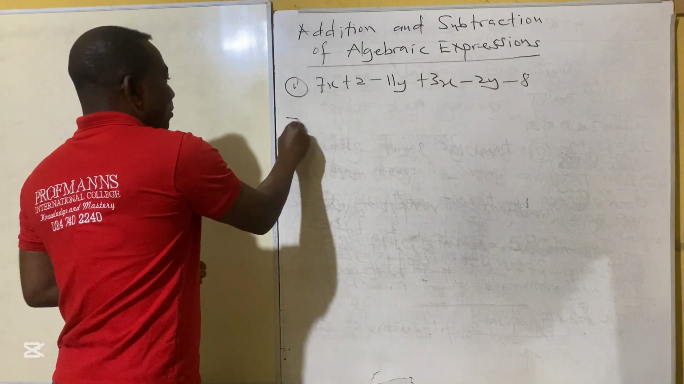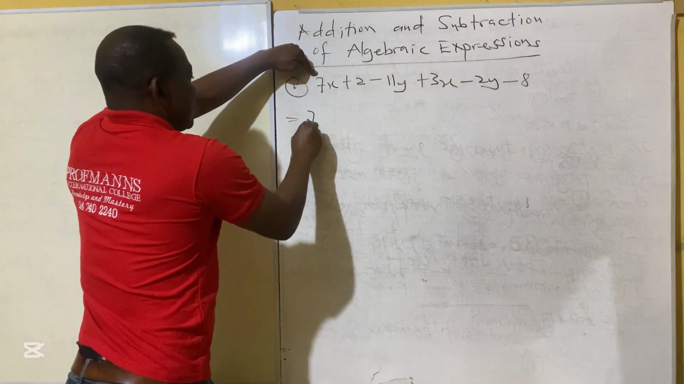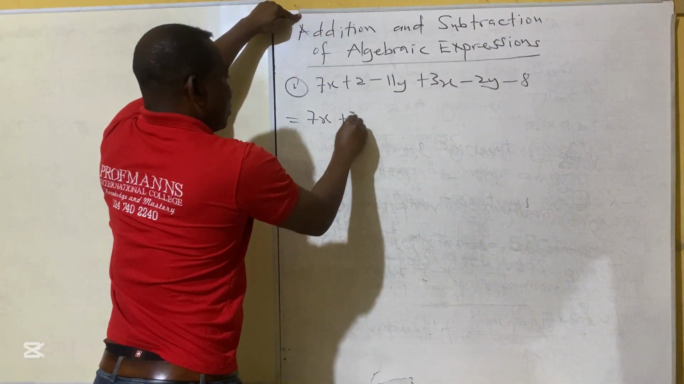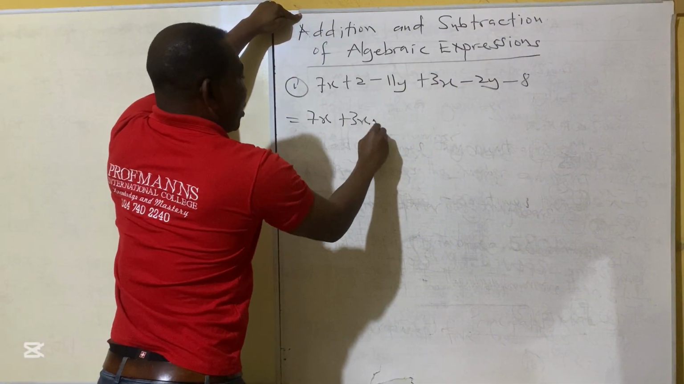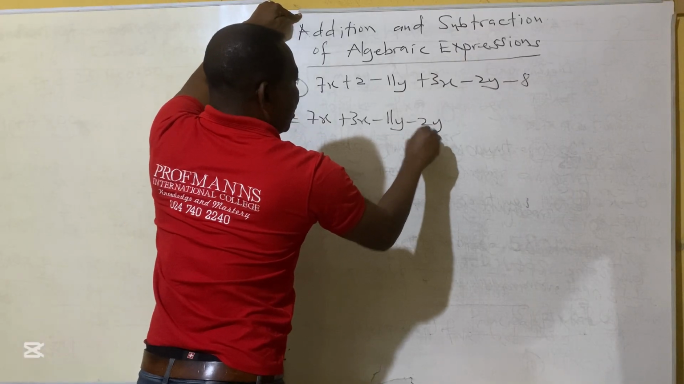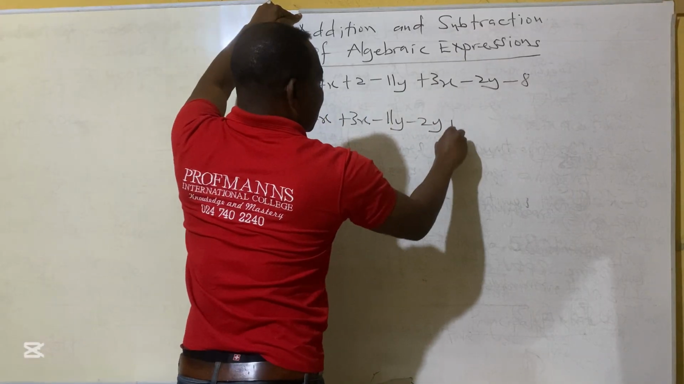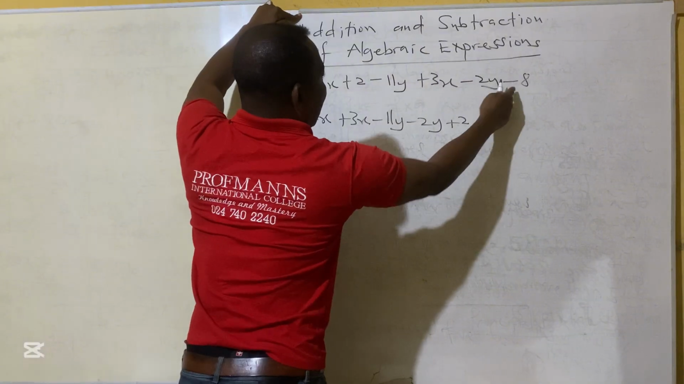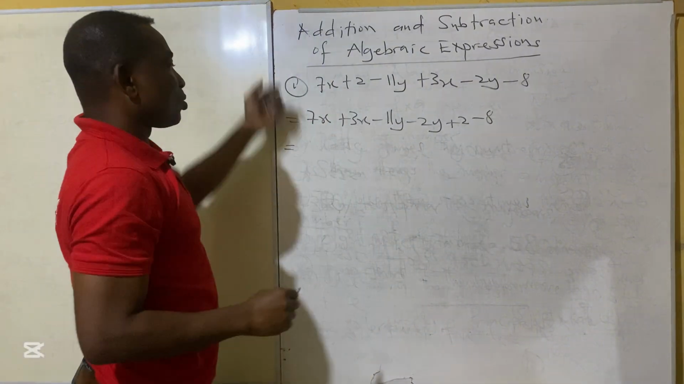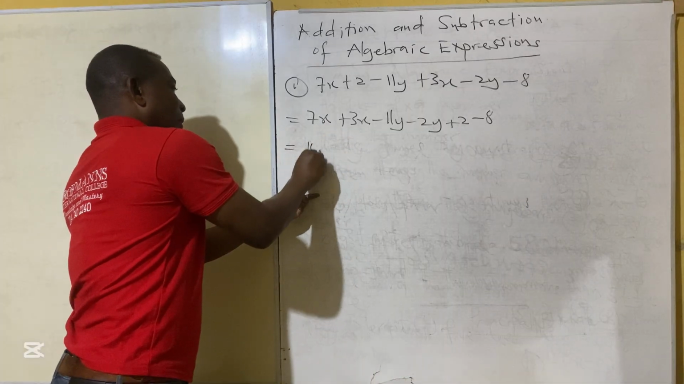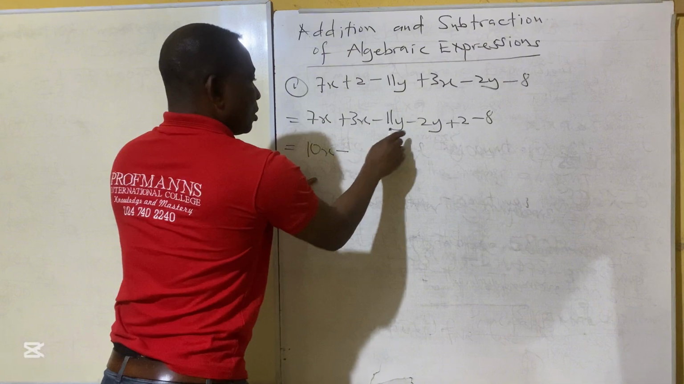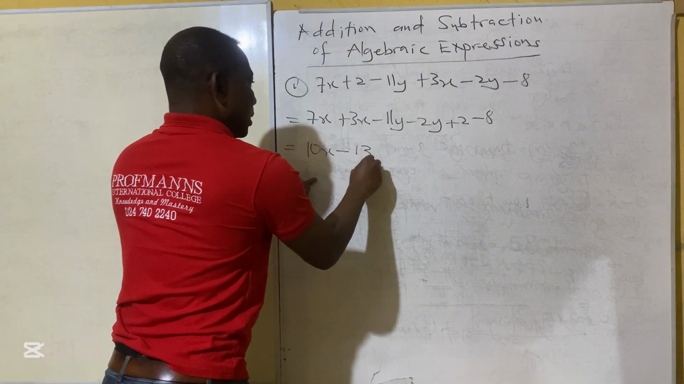So we group like terms. So what are the like terms? 7x and then plus 3x are like. And then we have minus 11y and then minus 2y. Yes, and then we have plus 2 and then we have minus 8. So we have grouped like terms. So let's simplify. This gives us 10x. This gives us minus 13y.